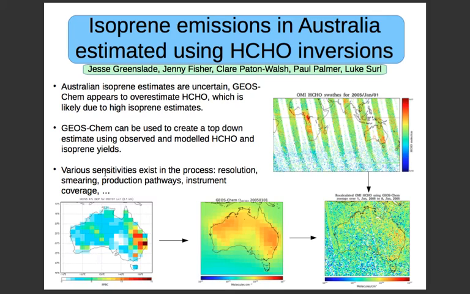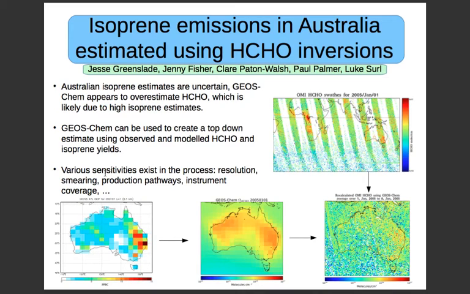Hello. I'm also looking at isoprene, hoping to improve isoprene emissions over Australia using formaldehyde from OMI and estimating the yield using GEOS-Chem. Yeah, you should come see my poster as well.